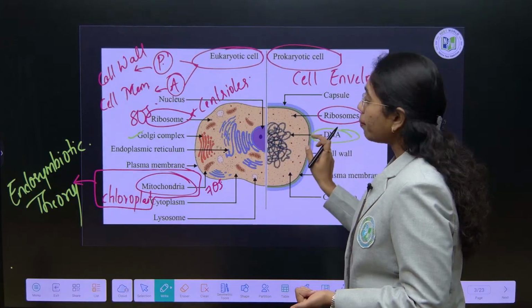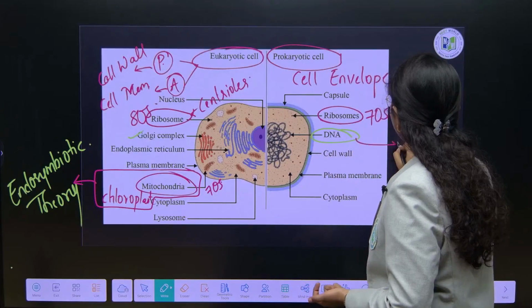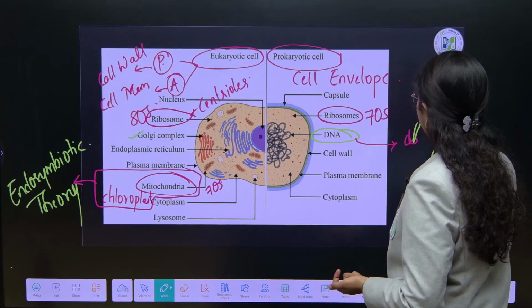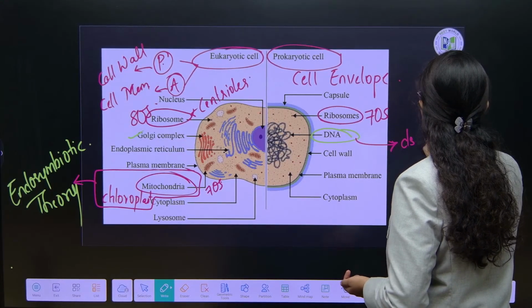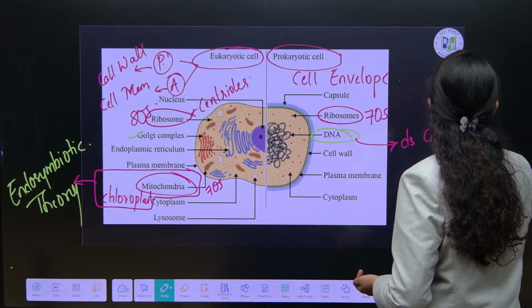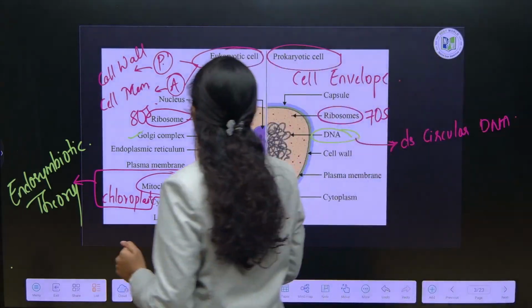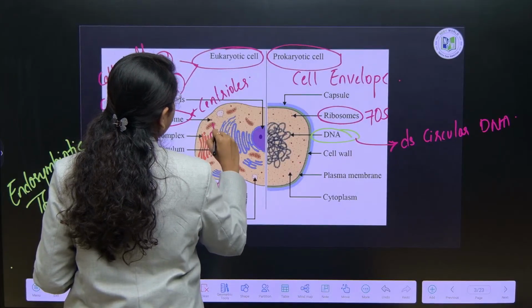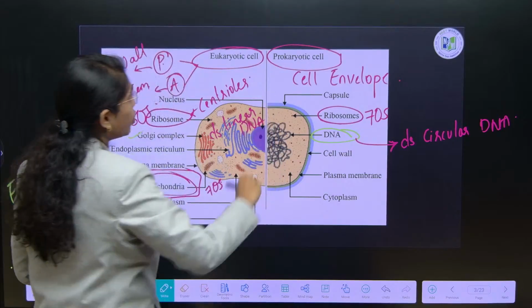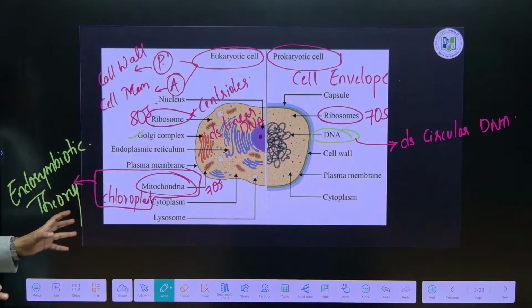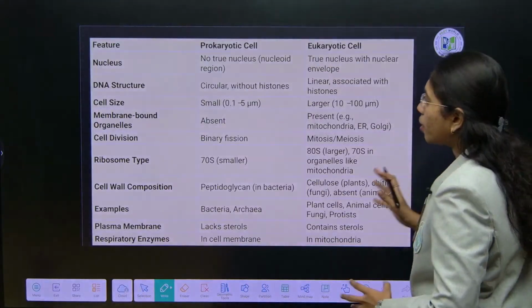Now when we come to the genetic material, it is double stranded circular DNA in prokaryotic cell. Whereas in a eukaryotic cell you can see double stranded linear DNA. Clear till here? These are the basic and primary differences. So I have tabulated it in a more clear way.